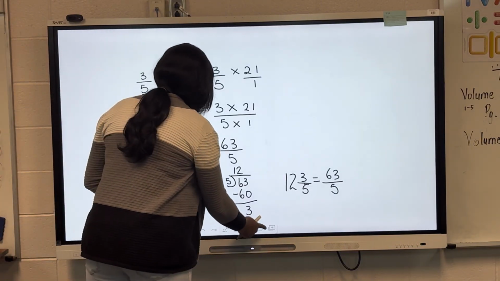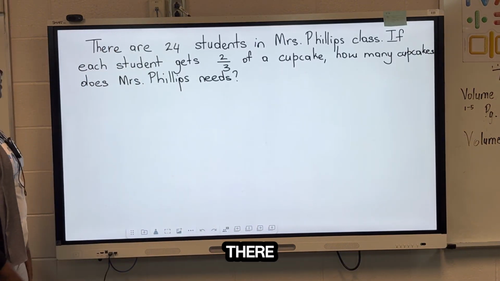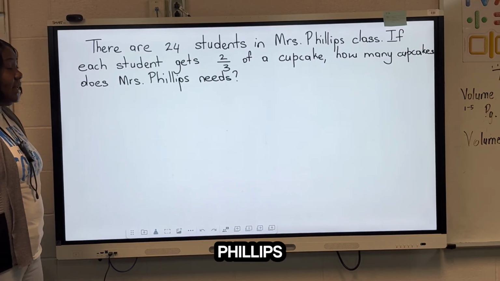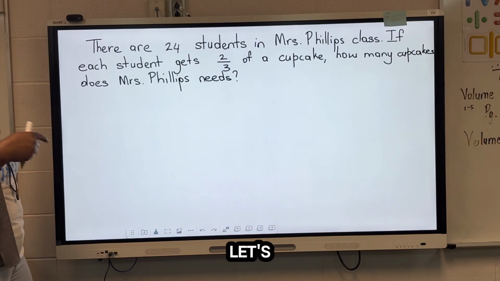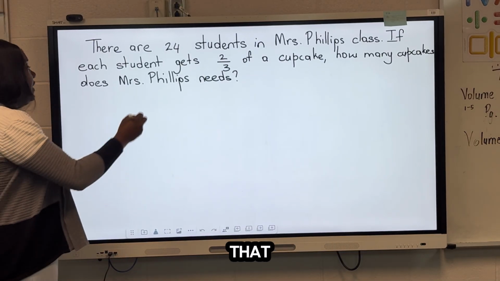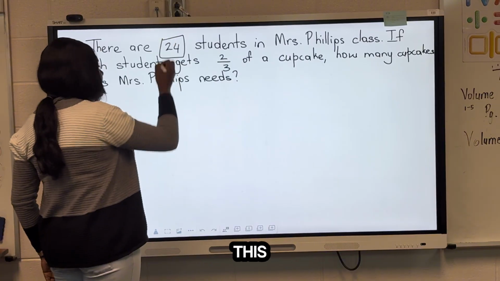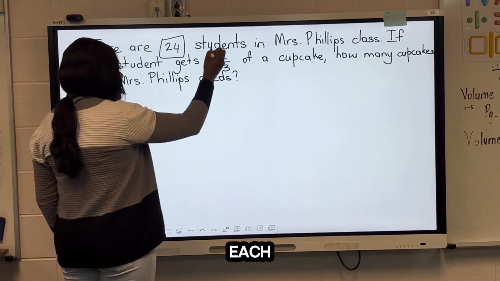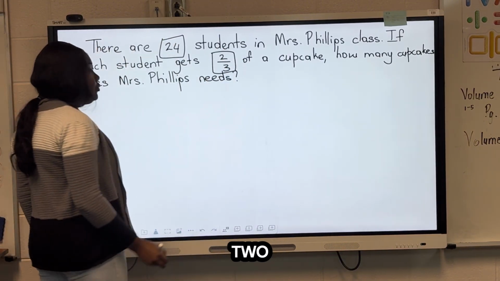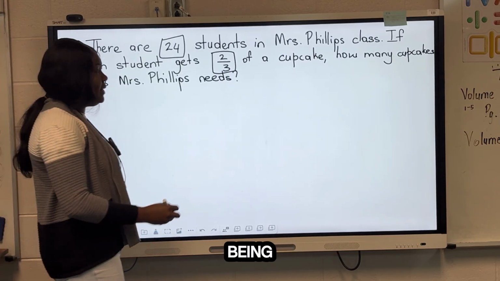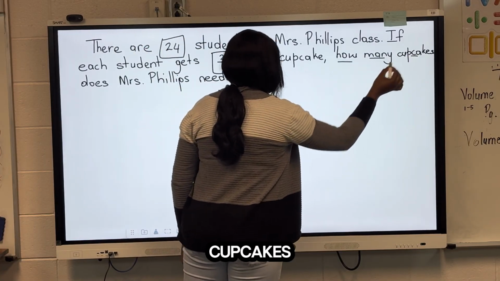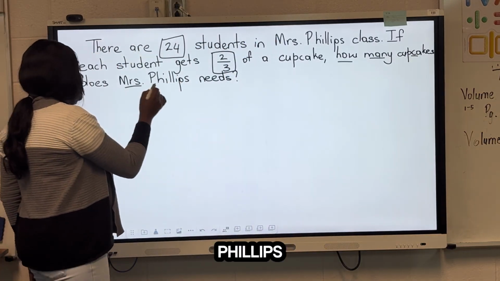Are you ready to tackle the word problem? Let's go. There are 24 students in Mrs. Phillips' class. If each student gets 2/3 of a cupcake, how many cupcakes does Mrs. Phillips need? Let's get into it. I need to know that there are 24 students in Mrs. Phillips' class, and each student will receive 2/3 of a cupcake. And then I need to know that I'm being asked to find how many cupcakes Mrs. Phillips needs.